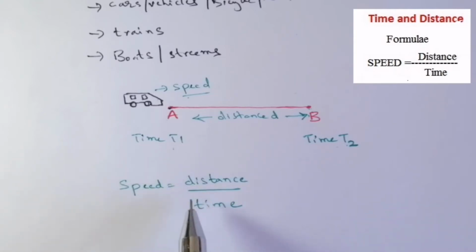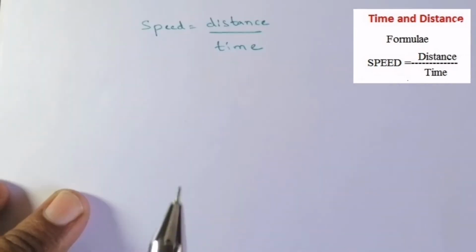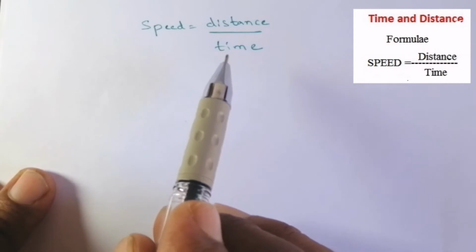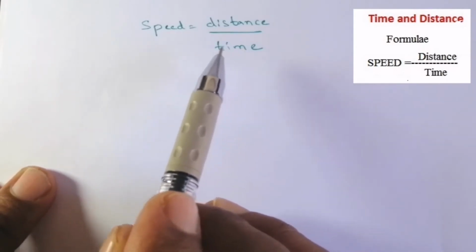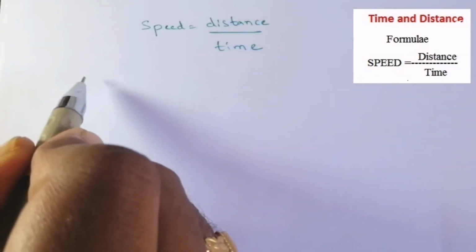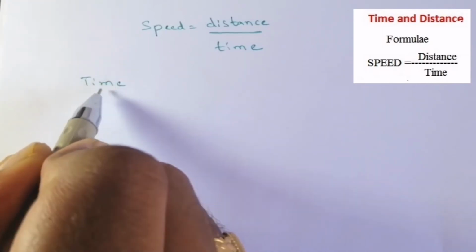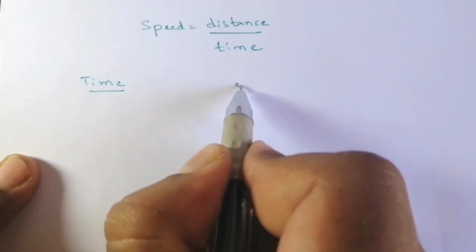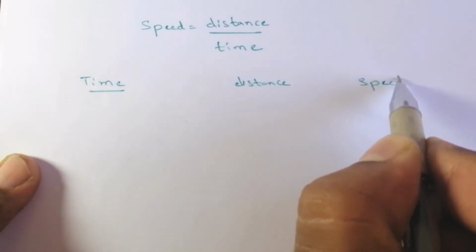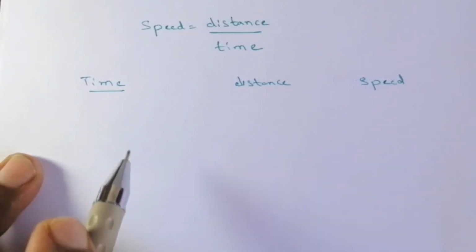Before going in depth into the different problems, let us understand the units of each thing, right? Let us study the units, and remember, majorly we make mistakes in the units. If we understand the units clearly, we can easily solve any problem and there will be no confusion. So our first parameter is time. We have three here: time, distance, and speed. Let us discuss each of them.